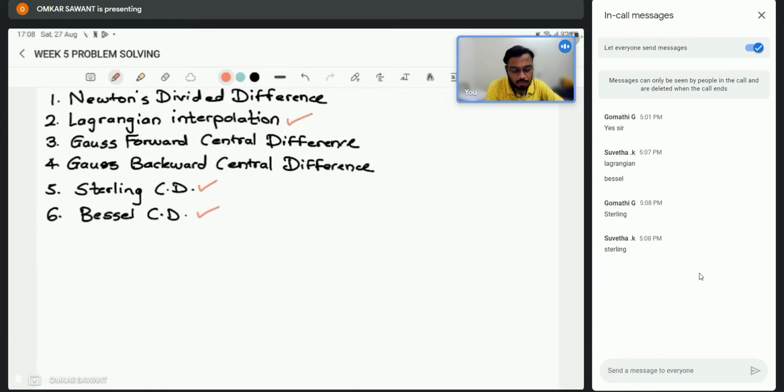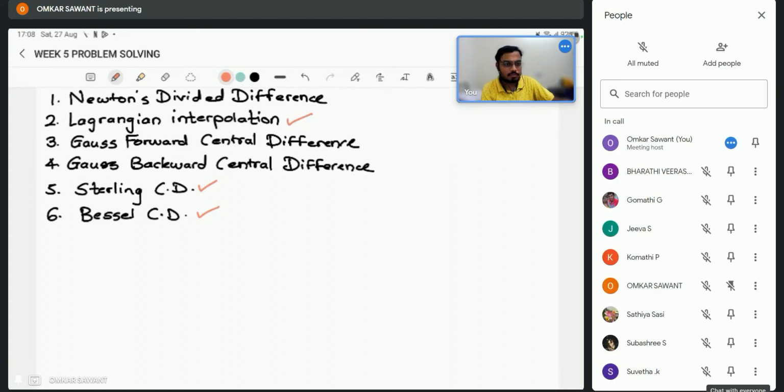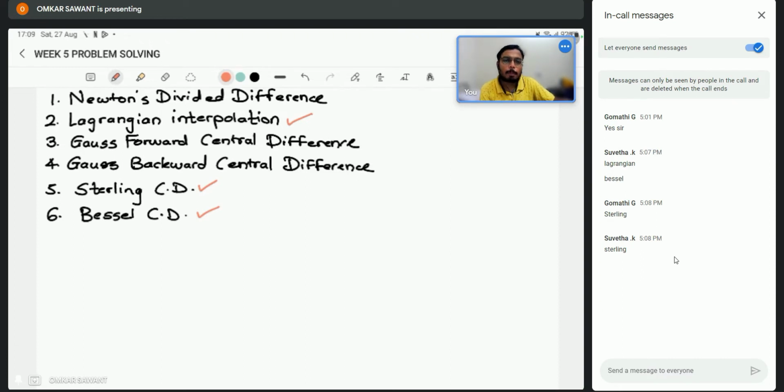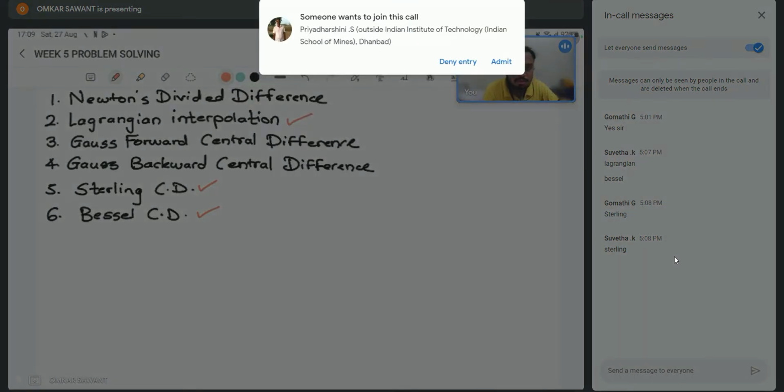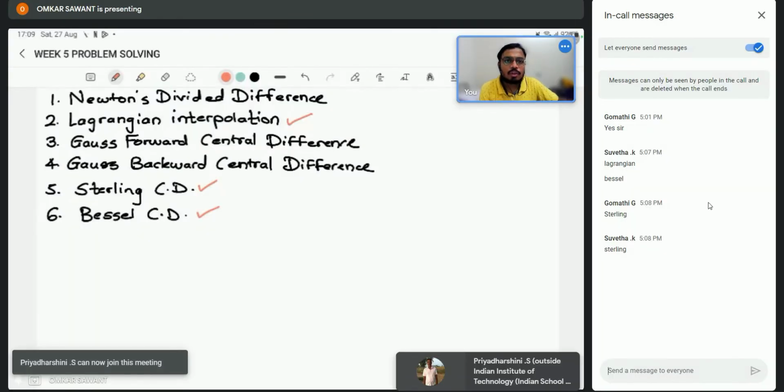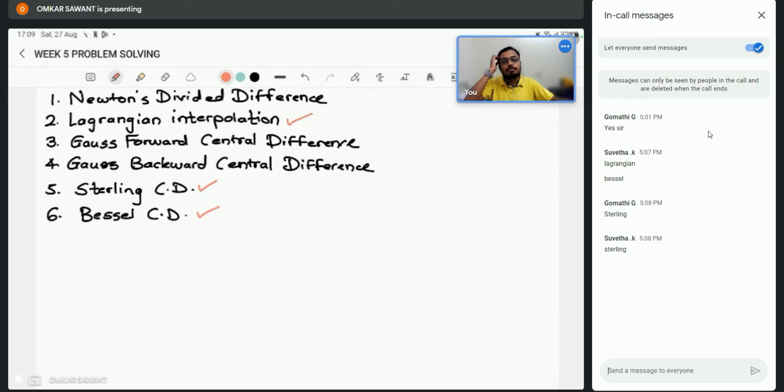Did they teach Gauss forward and Gauss backward? Anyone? Because this is the sequence I was going to take to solve your problems. So if you tell me, we can start as early as possible. Please respond.